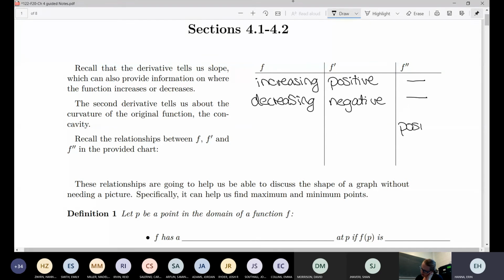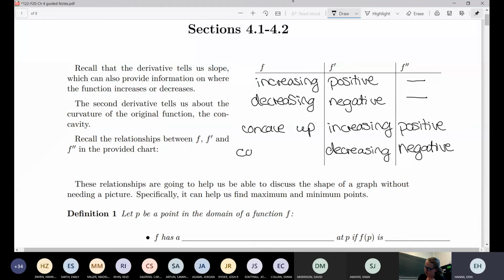And if the second derivative is positive, first derivative is increasing. Original is concave up. Second derivative is negative. First derivative is decreasing. Original is concave down. I'll give you a few seconds to write that down.